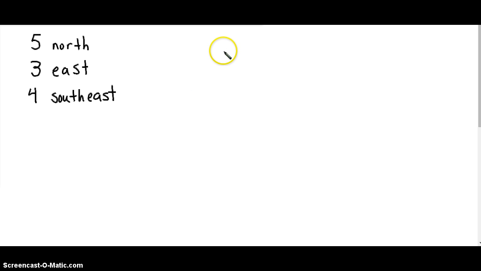So first of all, we have this vector. We're going to have this vector going north 5 paces. We're going to have this vector going east for 3 paces, and we're going to have this vector going southeast for 4 paces. Notice this third vector is oriented down and to the right.